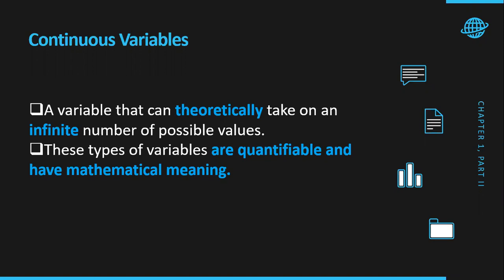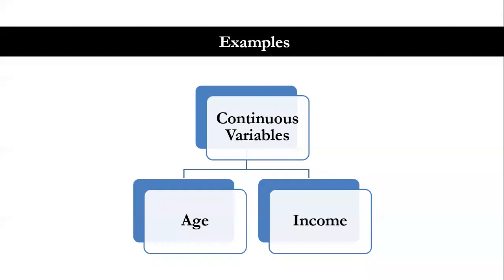A continuous variable is a variable that can theoretically take on an infinite number of possible values. These types of variables are quantifiable and have mathematical meaning. So I'm going to share with you two different types of continuous variables. One is age and the other is income.